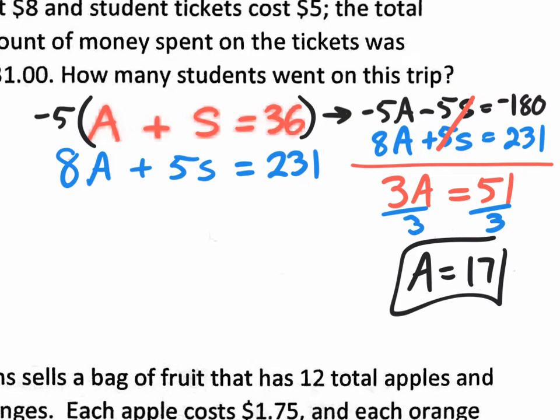It's saying that there were 17 adults that went on this trip, okay? So we have 17 adults. How many students are there? How do I figure that out? I simply plug it back in. I'm going to plug it into the top equation, even though you could use this bottom one, but the top one's a lot easier. So let me go with the top one. It says A plus S, that's really 17 plus S equals 36.